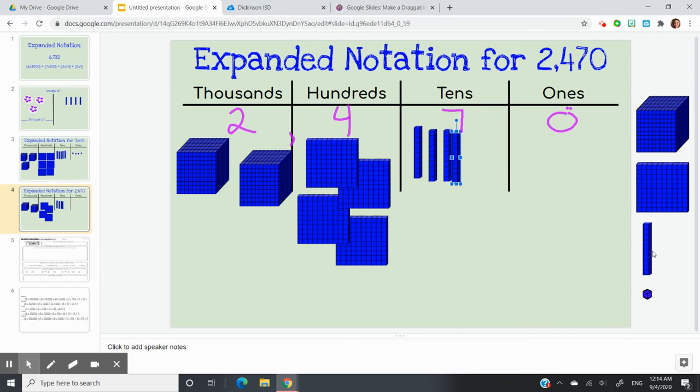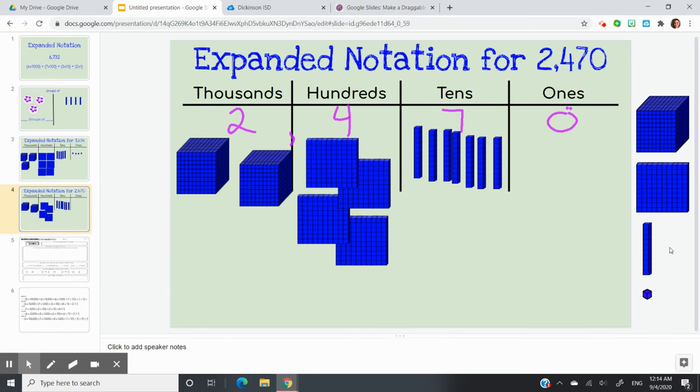Four, 5, 6, 7. And then I don't have any ones, so I don't need to put any 1 base 10 blocks on there. Okay, so now we're going to take my model, and for my model, we're going to go ahead and represent our number in expanded notation.